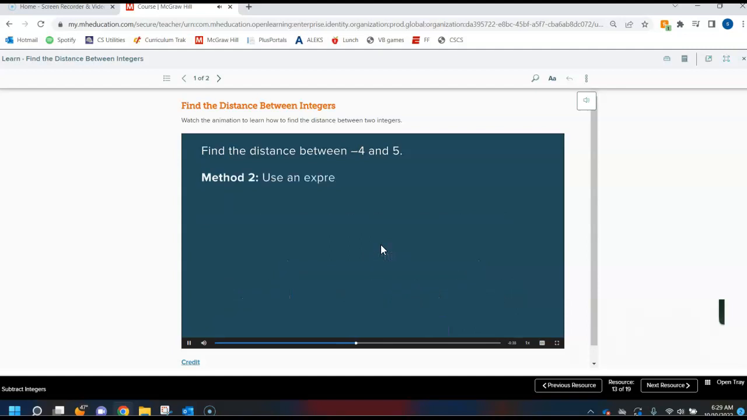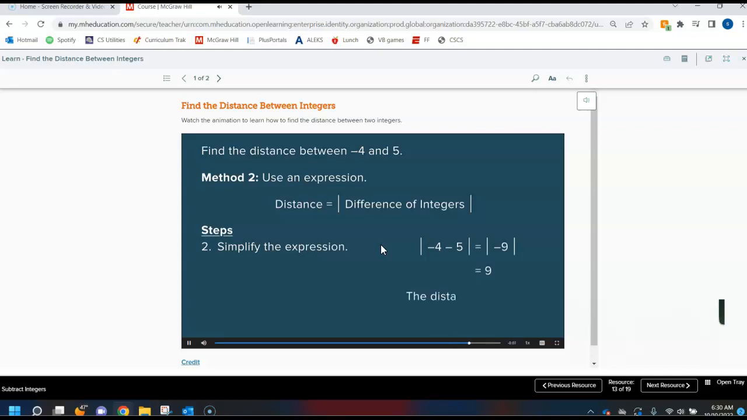You can also find the distance between two integers by using an expression. The distance between two integers is equal to the absolute value of their difference. Begin by writing an expression that shows the difference of the two integers between absolute value bars. Now simplify the expression. First, subtract the integers. Then find the absolute value. This method also shows that the distance between negative 4 and 5 is 9 units.